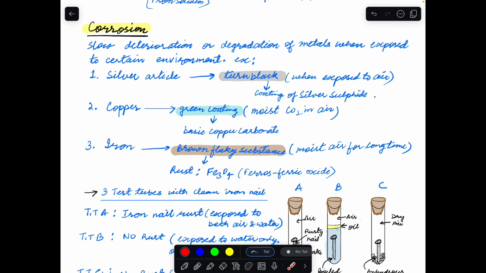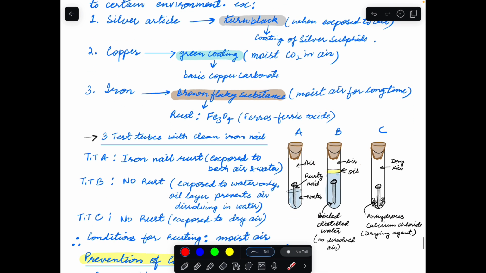Now next is iron. Your iron develops a brown flaky substance. You must have seen it on different articles in your kitchen. This flaky substance is what? Fe3O4. We call this oxide ferrous ferric oxide. And in moist air, if we keep an iron article for a very long time, only then is this rust formed. So rust is basically ferrous ferric oxide.